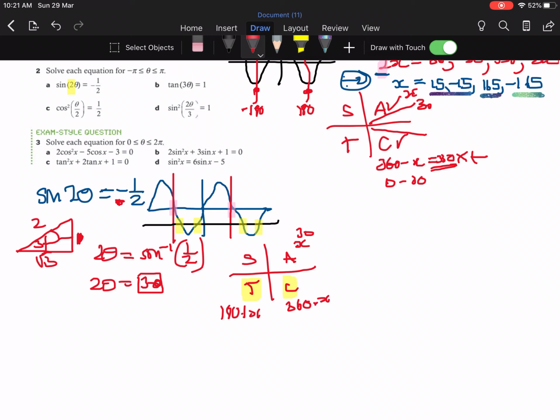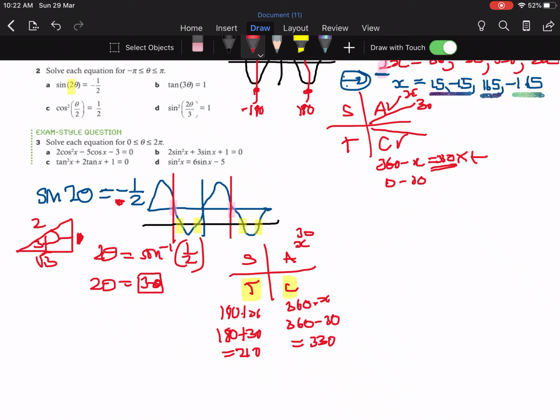Okay, why am I using those quadrants? Because it was negative a half. If it was positive a half, I would use the positive quadrants, all in sine. So, what are my answers then? Well, tan is going to be 180 plus 30, which equals 210. And this is going to be 360 minus 30, which is 330.